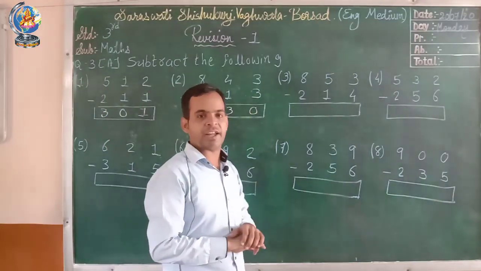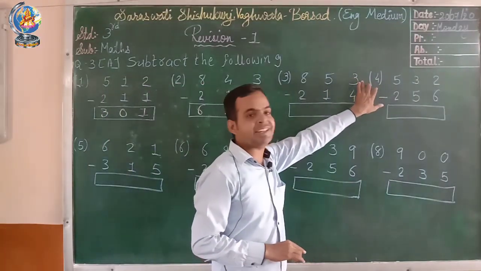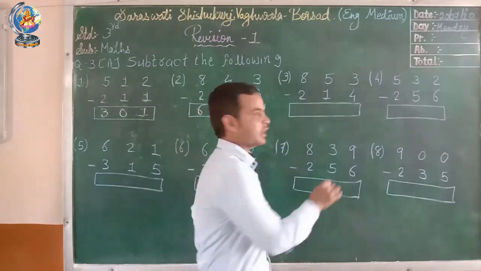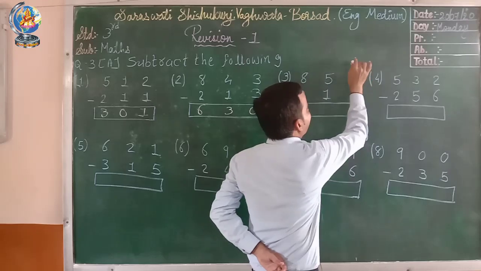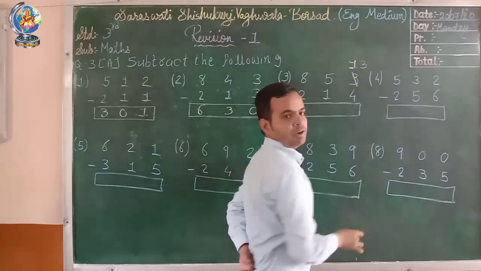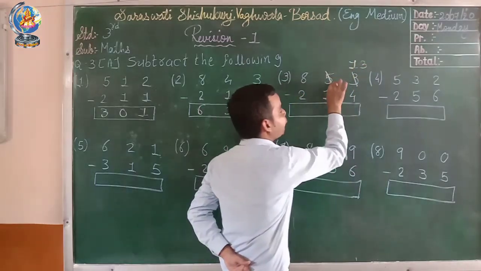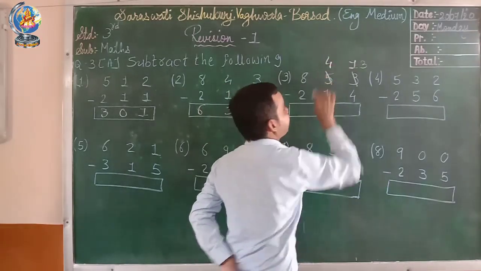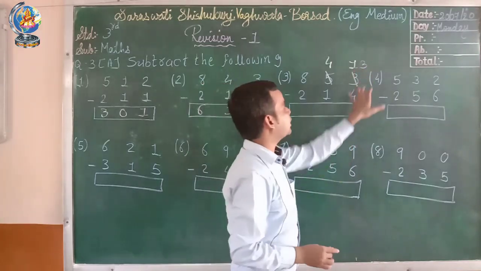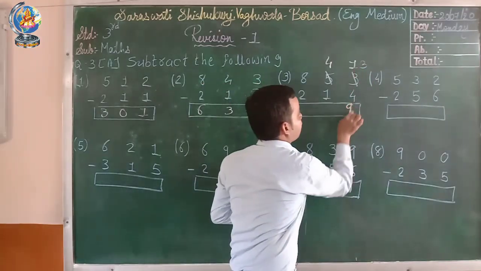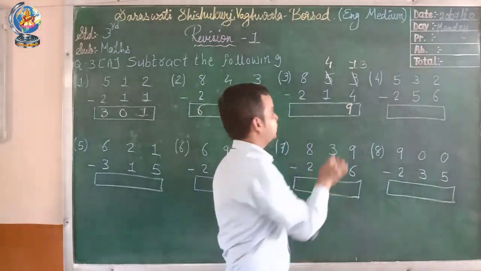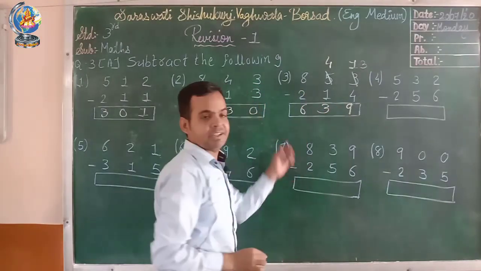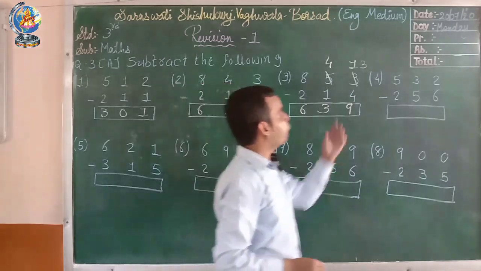Third sum. Here, if you observe, 3 is smaller than 4, so we have to take borrow. We cut 3 and write 13, and we cut 5 and write the number before it, 4. Now 13 minus 4 is 9, 4 minus 1 is 3, and 8 minus 2 is 6. Understood about this sum? Now the fourth sum.